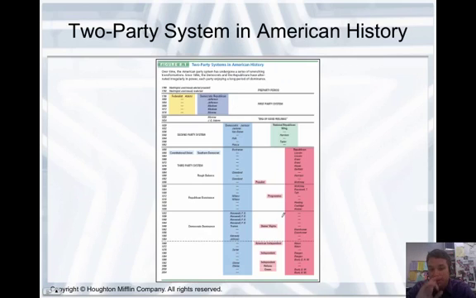You can see here, I think this is also in your book, and it's easier to see, but this breaks it down. Here's that first part we talked about, the Federalists and the Democratic Republicans, and then you can see the Democratic Party and the Whigs here, and then starting in 1956, the system that we have today, where we get the two main parties.